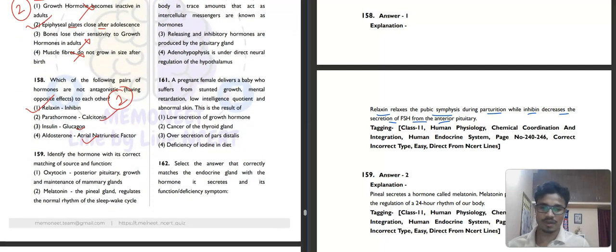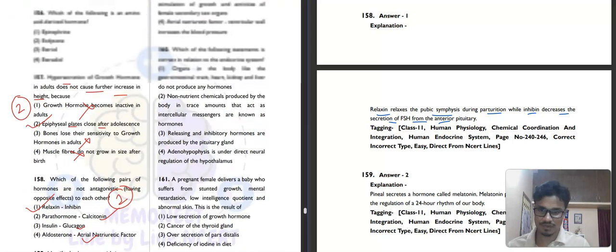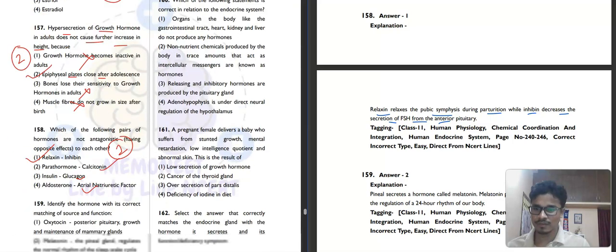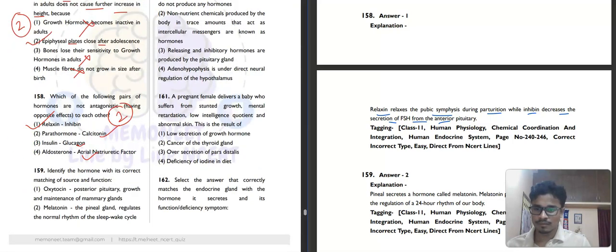So question number 159. Identify the hormone with its correct matching of the source and function. Oxytocin, posterior pituitary, growth and maintenance of mammary gland. No, oxytocin is obviously found in the posterior pituitary, but it doesn't help in growth and maintenance of mammary gland. These are done by prolactin and estrogen.